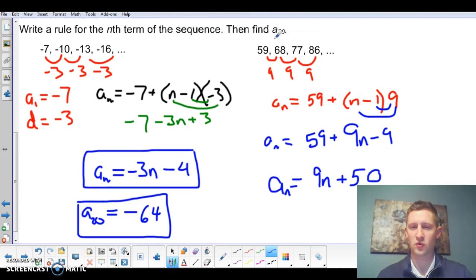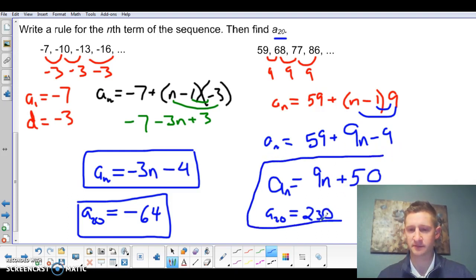And finding the 20th term means take 20 and plug it in. 20 times 9 is 180. 180 plus 50 would be 230. There's the two parts to my answer. Very nice.